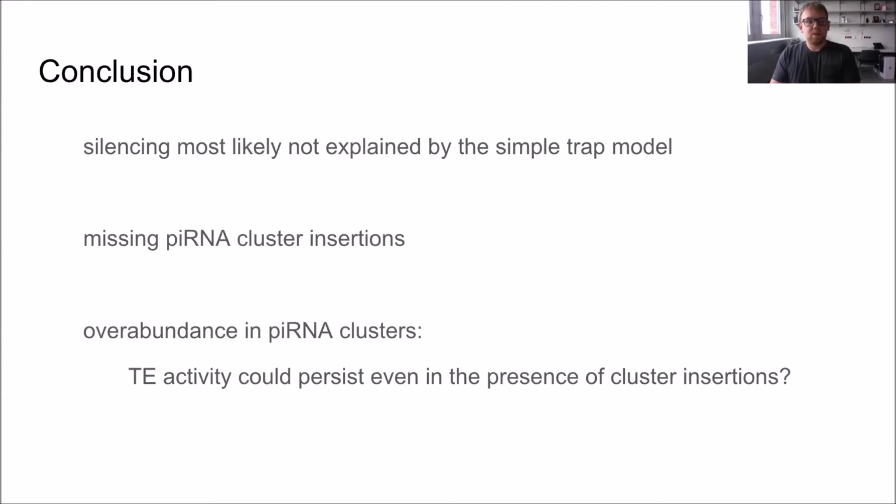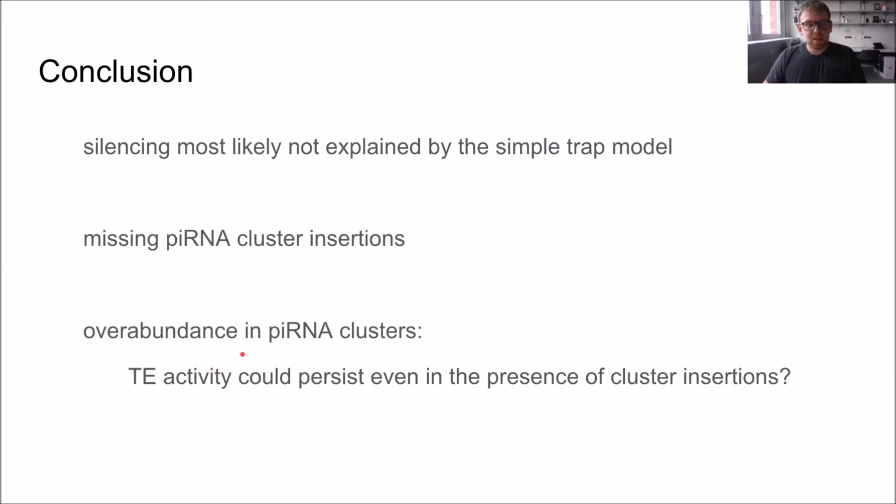And this brings me to our conclusion, before I allow myself to speculate a bit on that result. So we think that the simple trap model likely does not explain the silencing of TEs, since we have many missing cluster insertions, as well as an overabundance of cluster insertions. And this lets me speculate that maybe there was persistent activity even in the presence of sufficient cluster insertions.